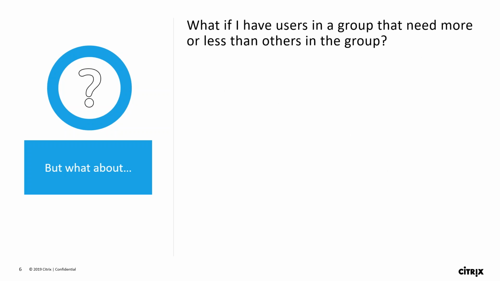And so an engineer might bring up, what if I have users in a group that need more or less than other users in a group? So I've got a group. Let's say I've got a group like accounting, and we're talking about an Active Directory group. In that group, the vast majority of the individuals need a basic set of applications. But within that group, we have managers, the accounting managers, and they need additional applications, additional functionality. Can we address that?